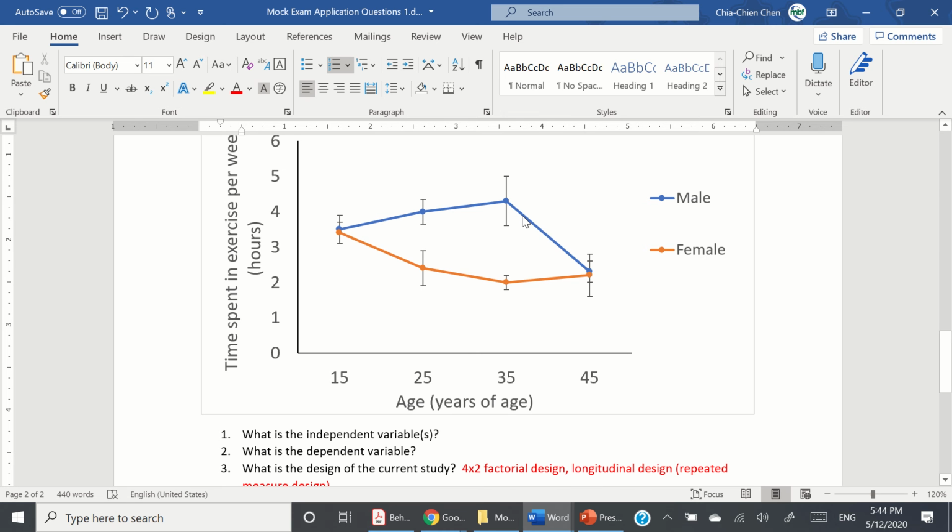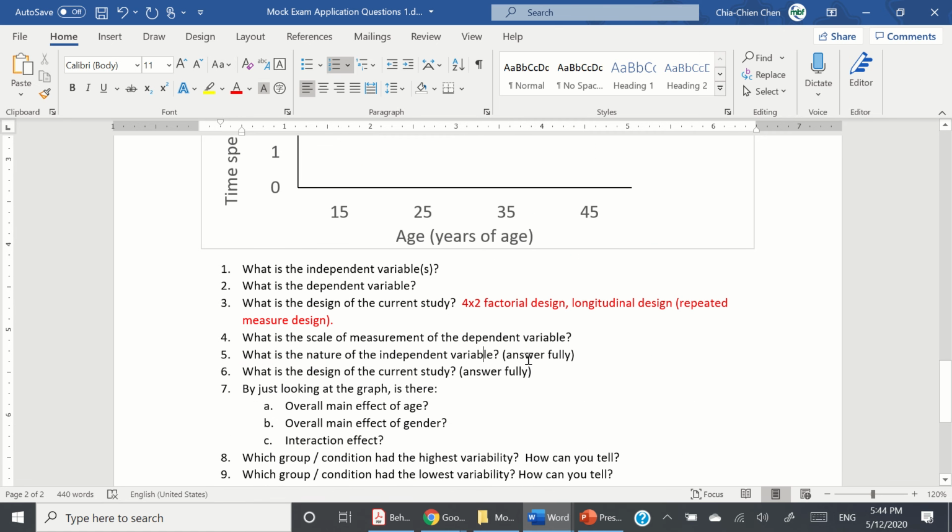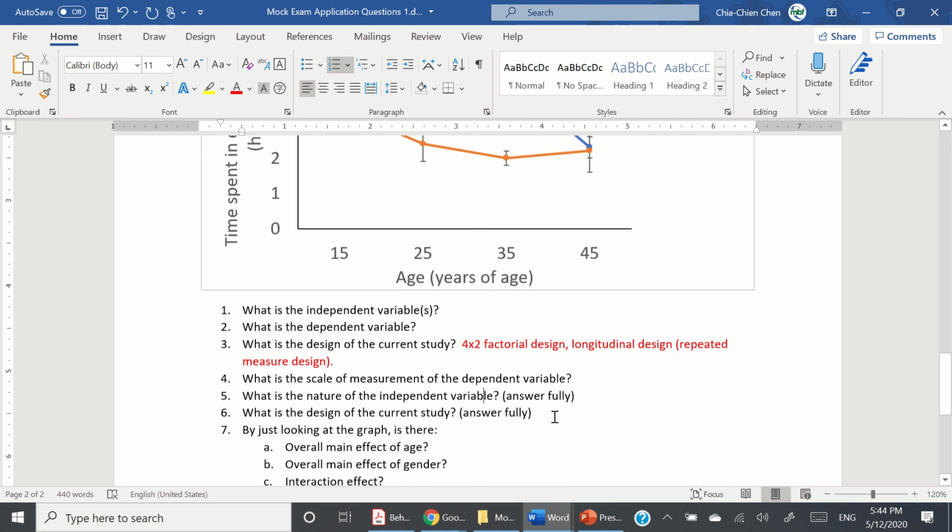And males are definitely spending a lot more time, because you can see the disparity at 25 and 35 in males versus females; the males are spending so much more time. So you can safely say, just by looking at the graph, that there is most likely an overwhelming effect of sex on the time spent exercising per week. Okay, number 7C, is there an interaction effect?